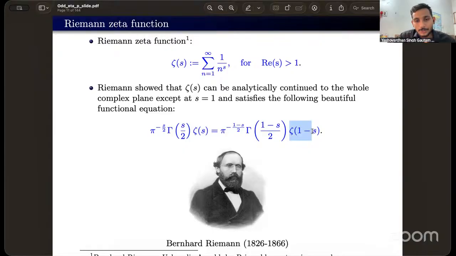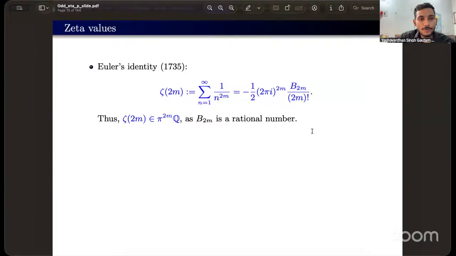To see further properties and special values of this Riemann zeta function, we have to move 100 years before, to Euler. Euler studied the same function with a real variable. He proved in 1735 that zeta of 2m is nothing but this expression on the right hand side.